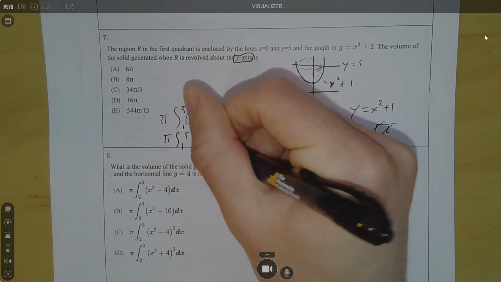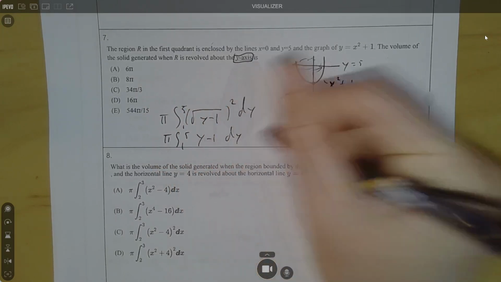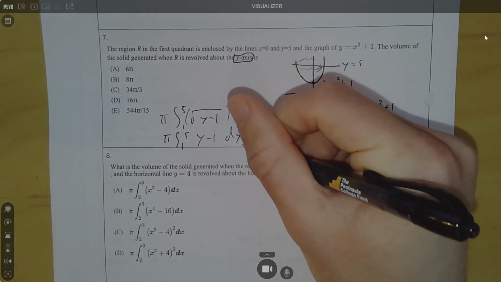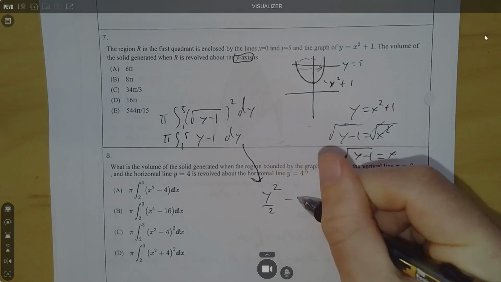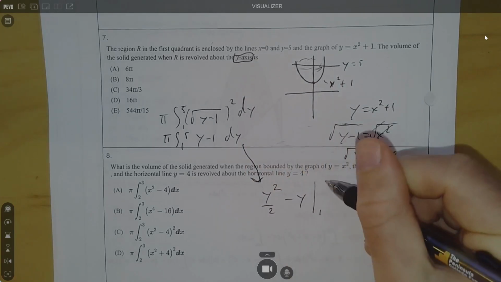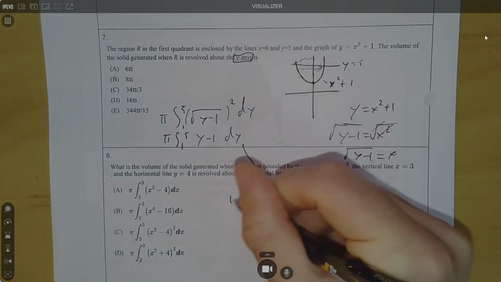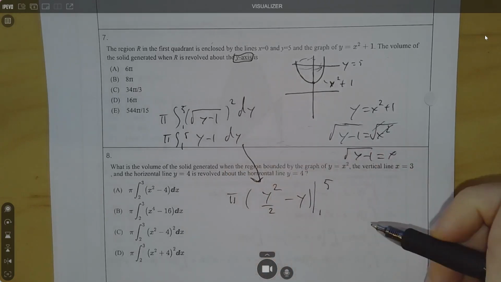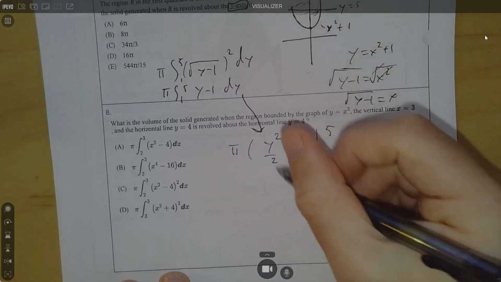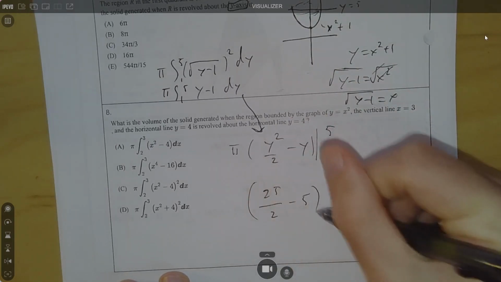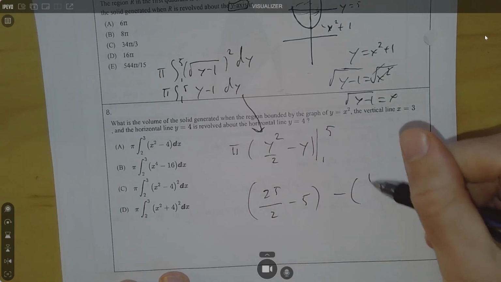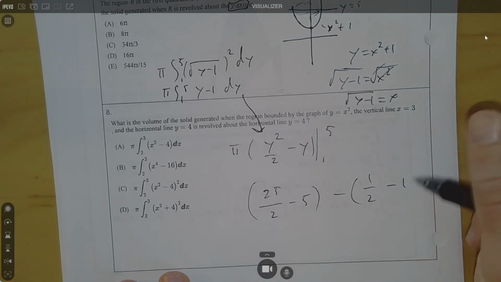Integral 1 to 5 pi y minus 1 dy. I'm going to take this down here. It's going to be y squared over 2 minus y from 1 to 5 with a pi out front. I just took the antiderivative there. Plug in a 5, you're going to get 25 over 2 minus 5, minus 1/2 minus 1.